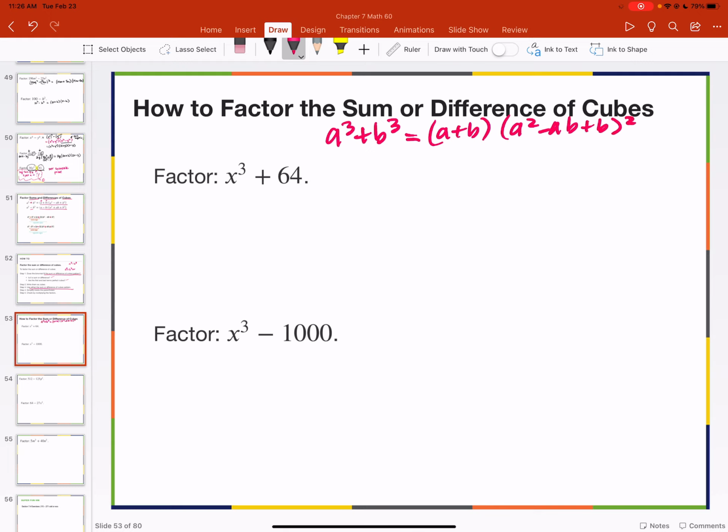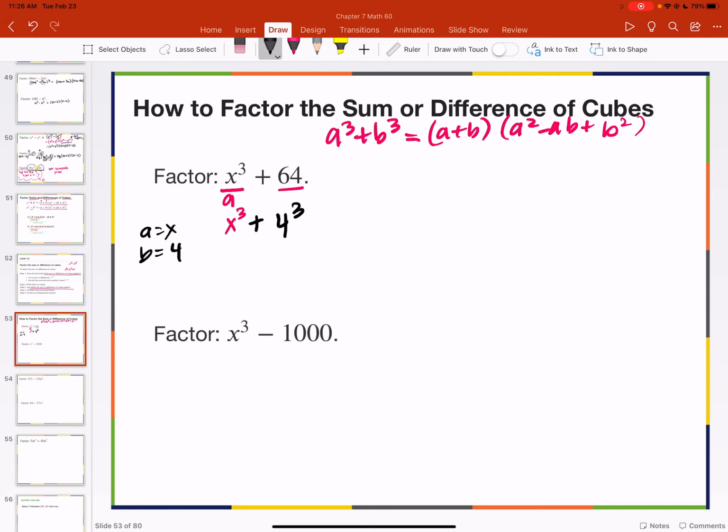So what did I write? I wrote too fast. Sorry. So B squared. Okay, so fine. So this looks like a sum of cubes, right? This is x cubed, so x is A, and 64 can be written as 4 cubed. I'm like super excited for some reason today. So that means A is x and B is 4.